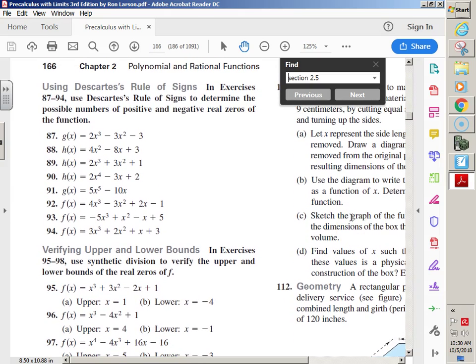I want you guys to go ahead and cross out number 89 and cross out number 96. We're not even going to talk about it. It was never on the test anyway.